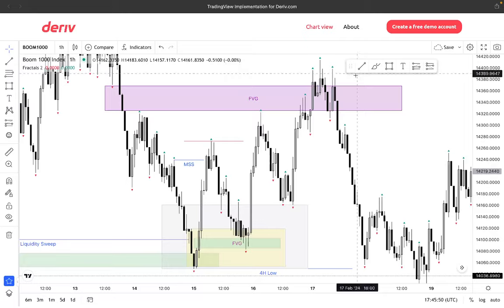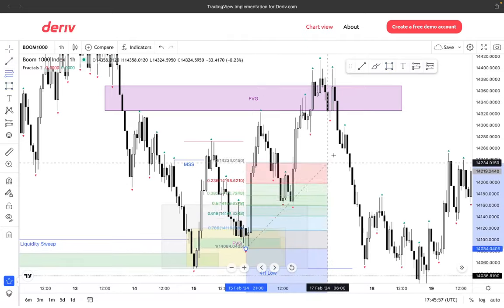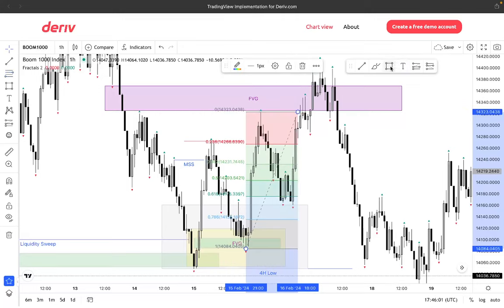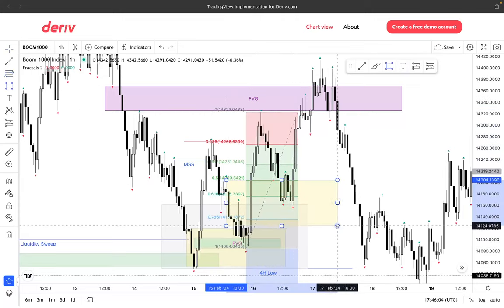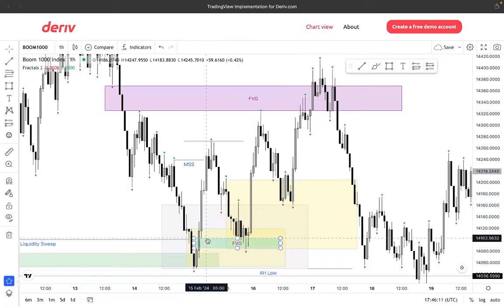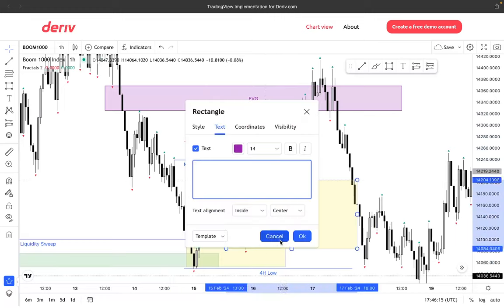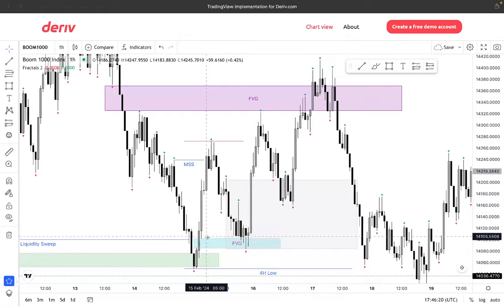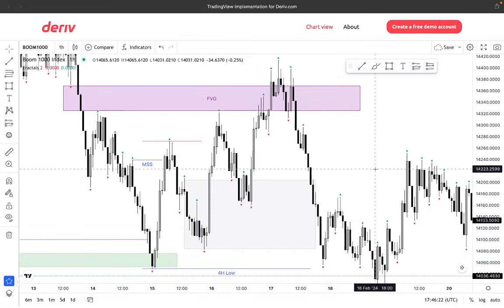Now, let's see what's inside of this leg here. Let's first identify the 50%. 50% and below. Cool. Let's quickly delete this. Let's just delete the old ones as well. Let's change the color quickly again. Just want to delete some of it so it's nice and clear.